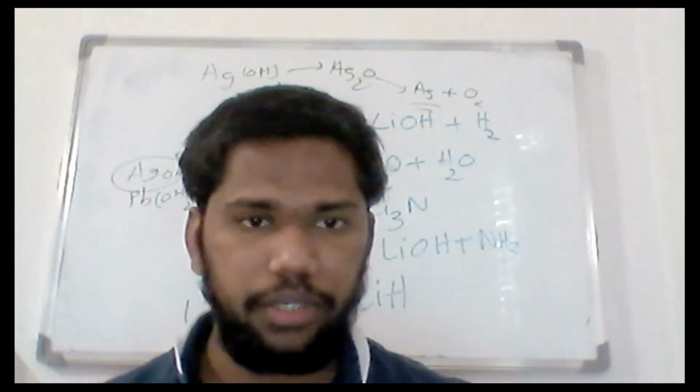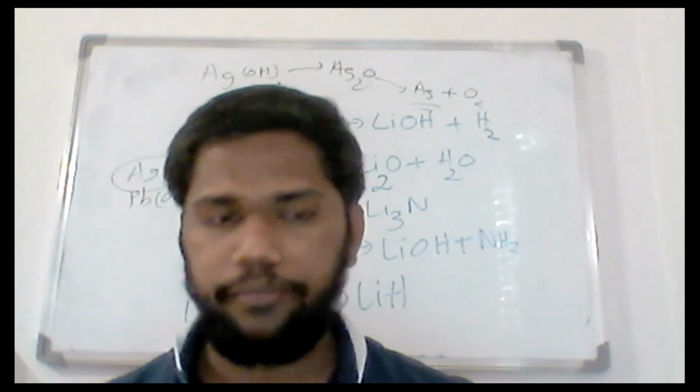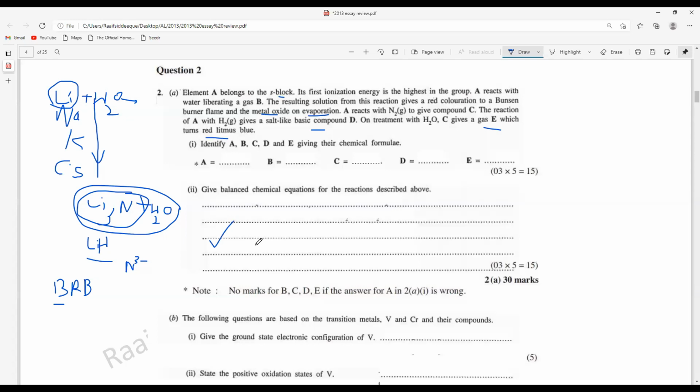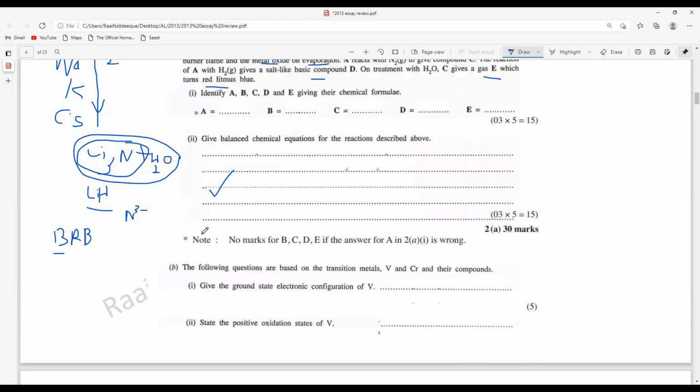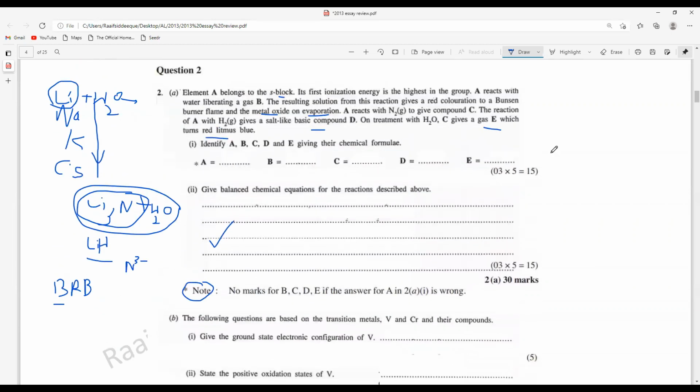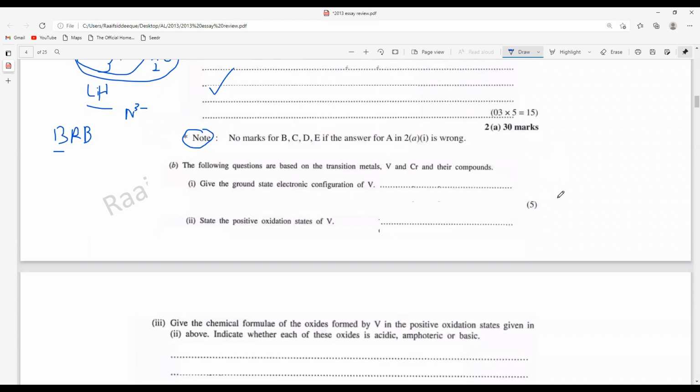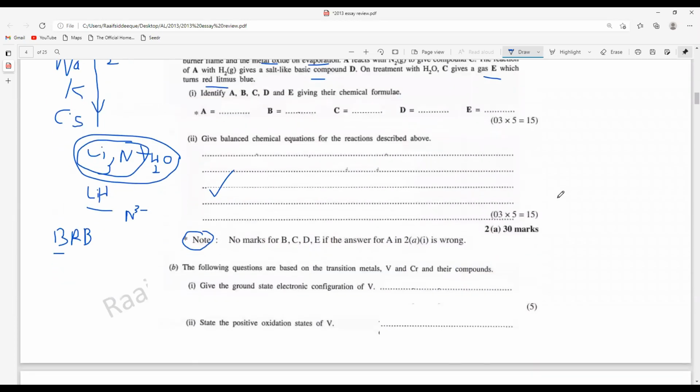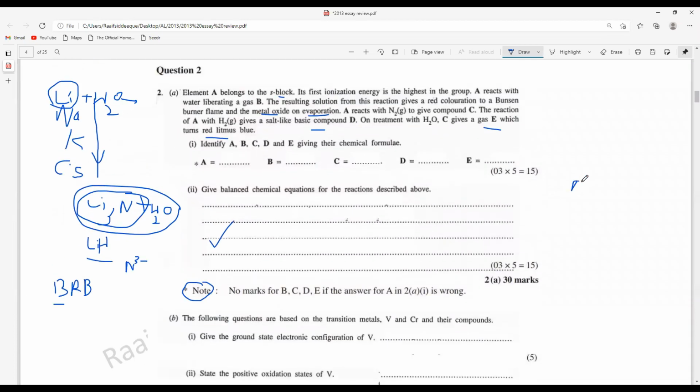No questions up to now, right? So I have written down all the reactions that belong to this particular question. And remember, their remark is, if A is wrong, all are wrong. No point in deciding the compound here, E as well. Okay, so remember about silver and mercury.